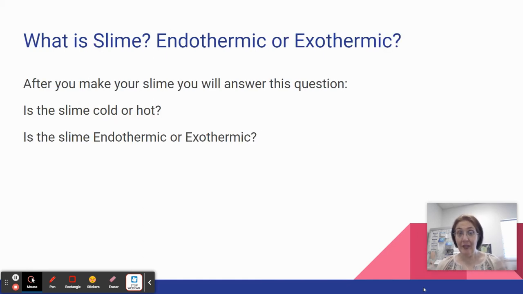So what's slime? Is slime endothermic or is it exothermic? Well, after you make the slime, you're going to need to answer that question. Is the slime cold or is it hot? So is the slime endothermic or is it exothermic? Even if you don't make the slime, you can come up with a reasonable answer. Think about it. We've got water, we've got glue, there's no heat source or anything. So you can probably answer that question even without making slime.